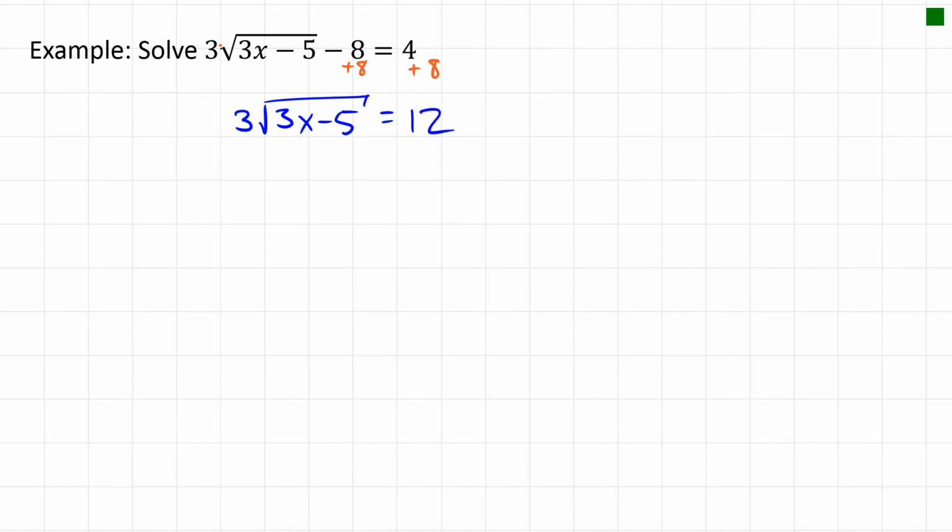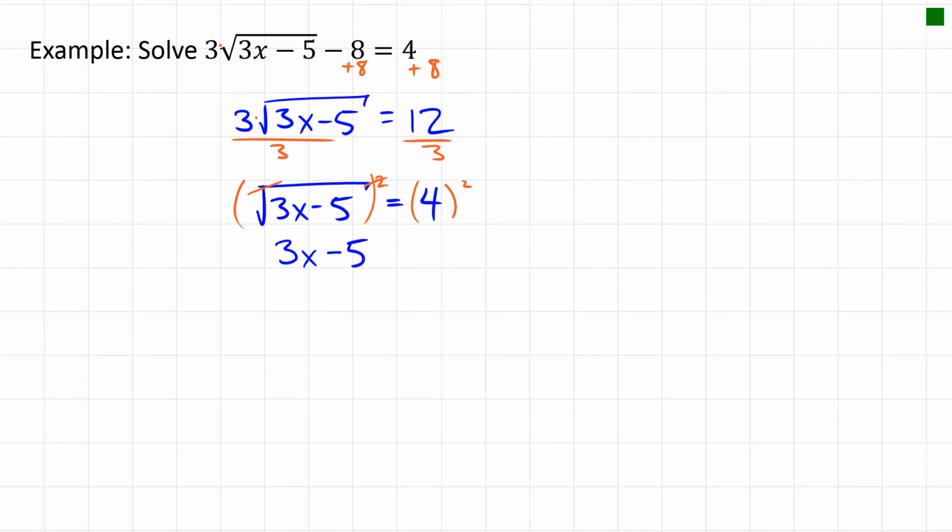And then I'll peel off this 3. So the 3 beside the radical can be divided off. So divide each side by 3, and I'm left with the square root of 3x minus 5. And on the right-hand side, I have 12 over 3, which is 4. Now I'm ready to square each side. Gets rid of that radical on the left, leaving me with 3x minus 5 is equal to 4 squared, which is 16. And now go about solving.